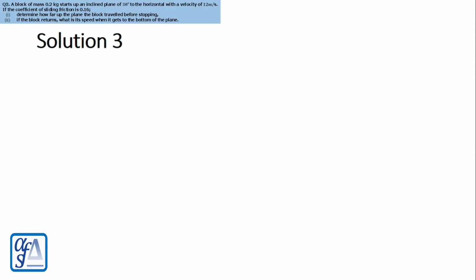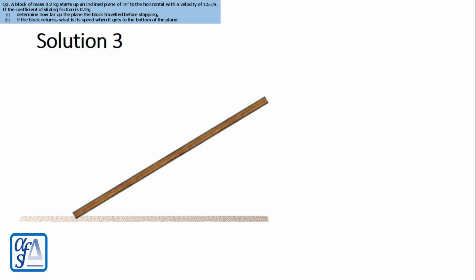Now, solution to problem 3. The first thing we are told is that the block is on the horizontal plane, right? The block is on the horizontal plane. And the plane is now inclined at an angle of 30 degrees to the horizontal. Okay? So this is the block. This is the coefficient of friction on the plane. So this is the block, and the block is of mass 0.2 kg.